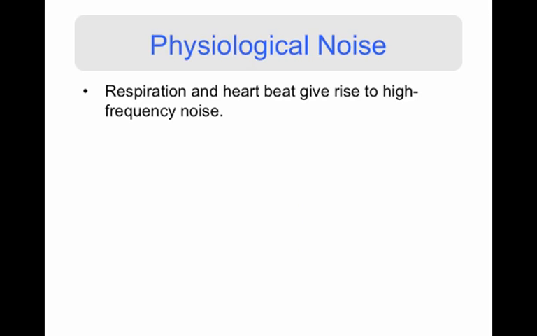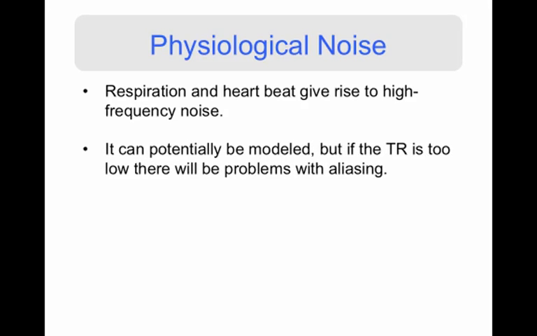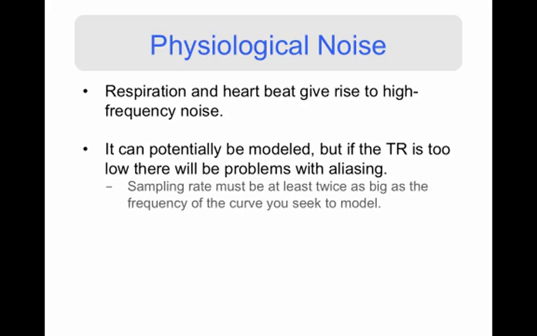Physiological noise such as respiration and heartbeat gives rise to high frequency noise. It can potentially be modeled, especially if you have machinery hooked up to measure your heart rate and respiration while you're collecting the scans. However, if you don't have that, often the TR of the experiment, the time resolution, is too low to appropriately model respiration and heart rate, and there will be problems with aliasing. To properly model them, the sampling rate must be at least twice the frequency of the curve you seek to model, according to the Nyquist criterion.